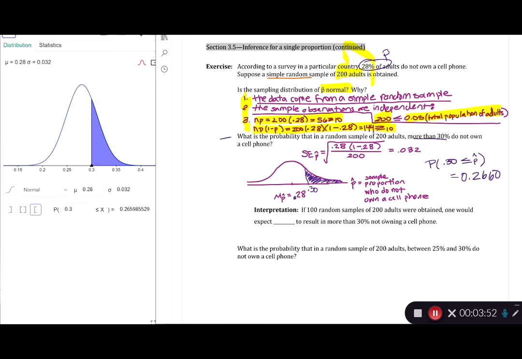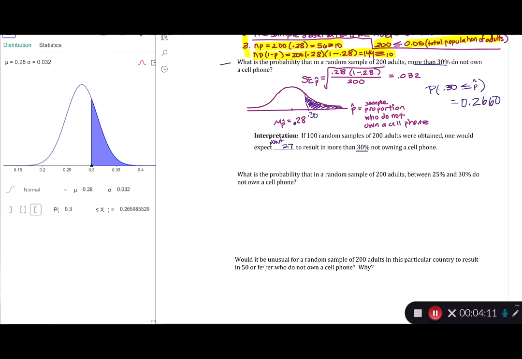If we're going to interpret this, what it means is that if we had 100 random samples of 200 adults, then we would expect that about 27 of these samples would result in more than 30% of those in the sample not owning a cell phone. Let's try another one.